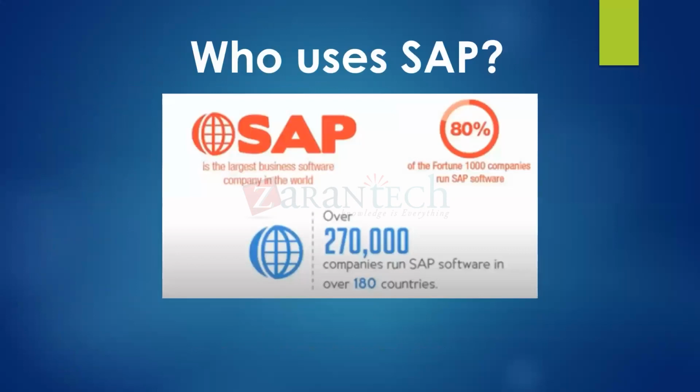Mostly, as you know, SAP is the largest business software company in the world. 80% of the Fortune 1000 companies run SAP software. There are 270,000 companies running SAP software in over 180 countries, but now it has expanded its business to more than 190 countries, and the number of customers might have also increased.